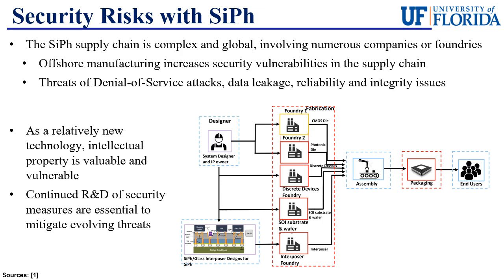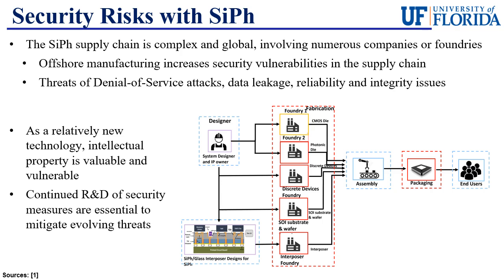Now that we understand how the silicon photonics industry is a complex, global network of numerous companies, we can take a look at where security vulnerabilities may be an issue. Now, it's not uncommon for a system designer to have their products manufactured in a fab located in another country. In fact, a single design may be sent to multiple different foundries to fabricate all of the necessary components, like other discrete devices, interposers, co-packaged CMOS devices, and of course, the silicon photonic device itself.